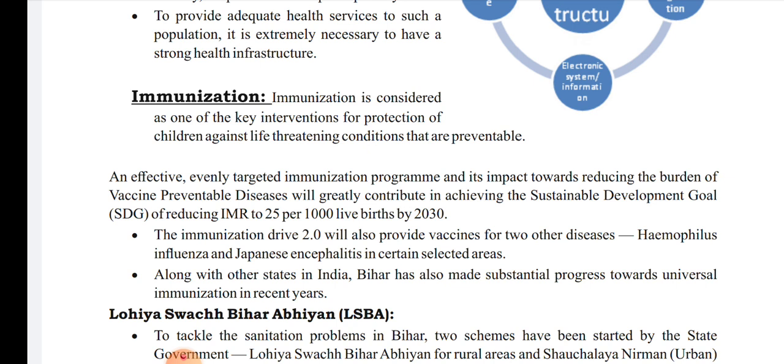2030. That's an important point which you need to remember: the sustainable development goal target for reducing infant mortality rate is 25 per thousand births by the year 2030. Important fact, please underline it.